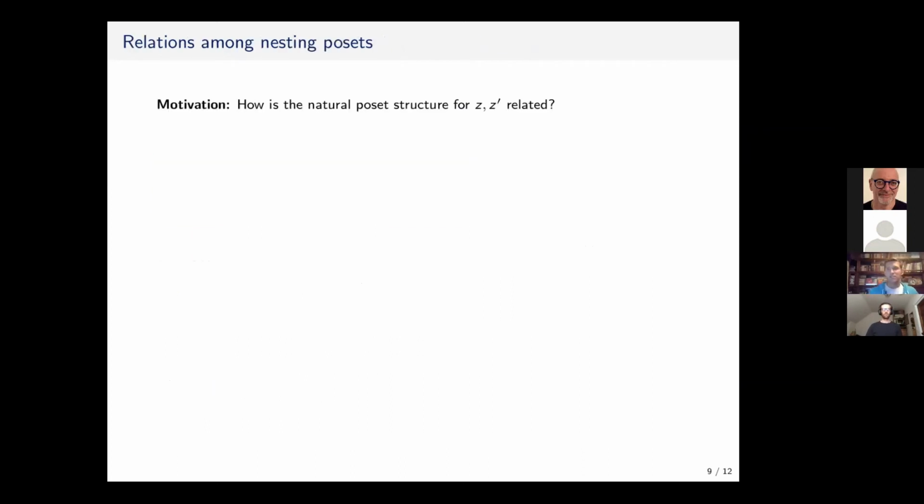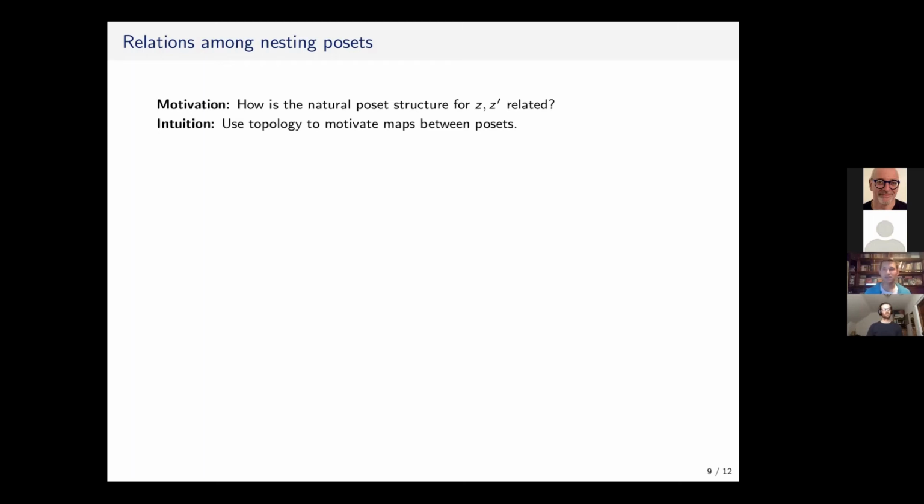So a natural question to ask when some new object is defined is, all right, well, what are functions of this object? So what are maps between different nesting posets? And we're going to use topology to motivate maps between posets.